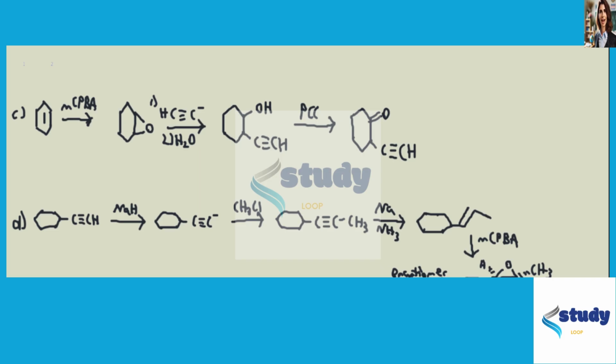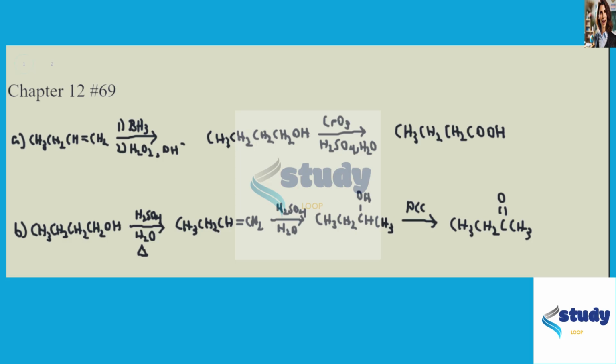And so again, the way to approach these synthesis problems is to compare your starting material and your product to see what changes you need to make, and then just select reagents that are going to make those changes that you need. And that's the answer to chapter 12, problem number 69.